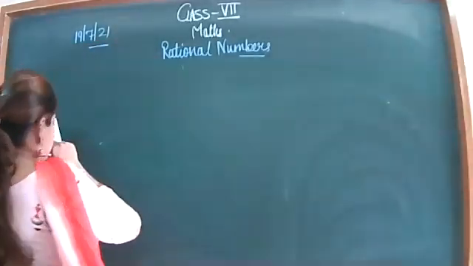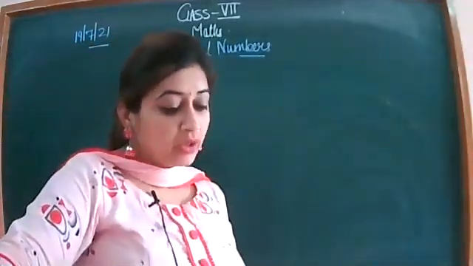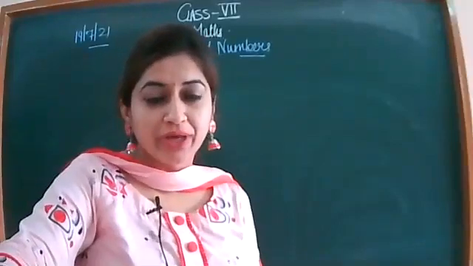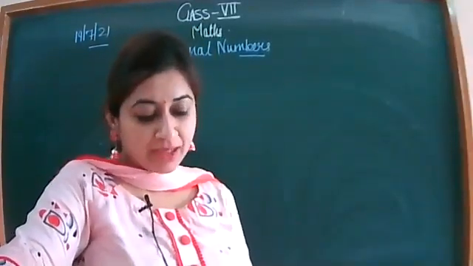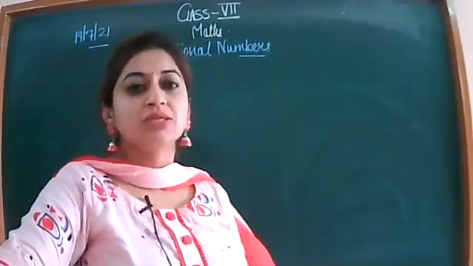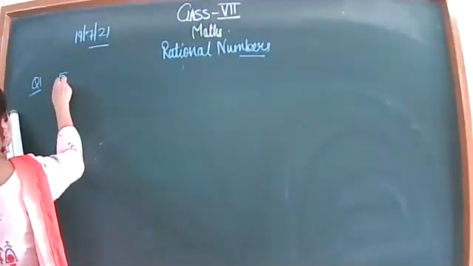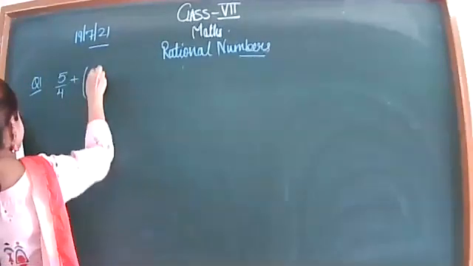We had completed exercise 9.1. Now let's start with exercise 9.2. In this we will do addition, subtraction, multiplication and division of the rational numbers. So let's proceed with that. Firstly, let's learn how to add rational numbers.